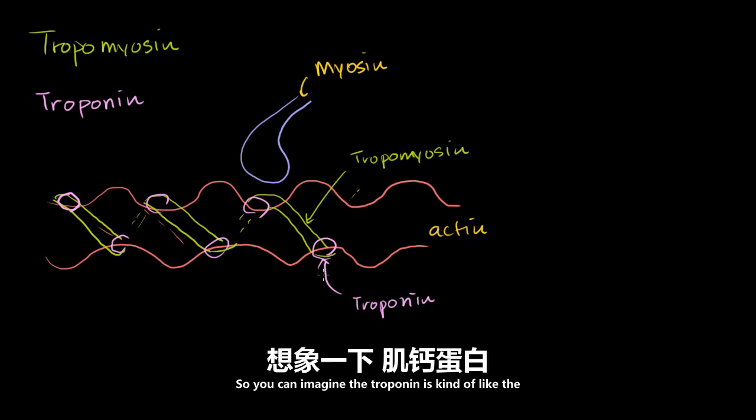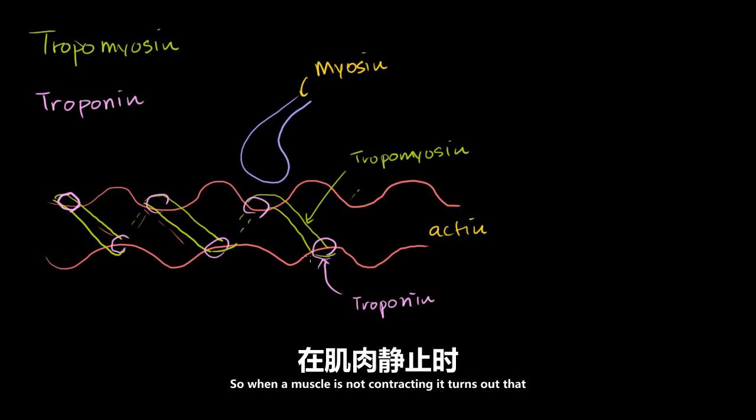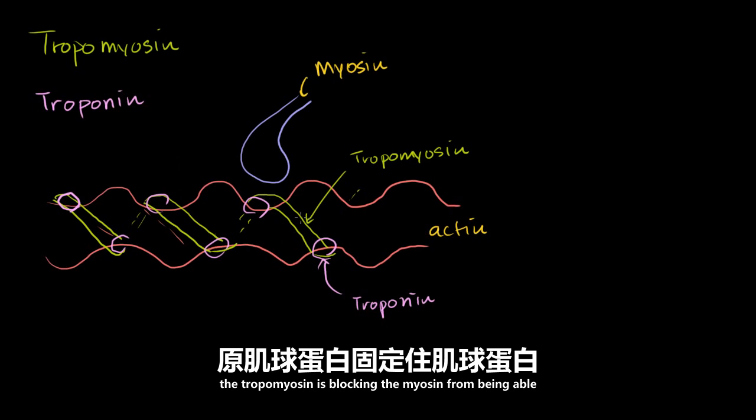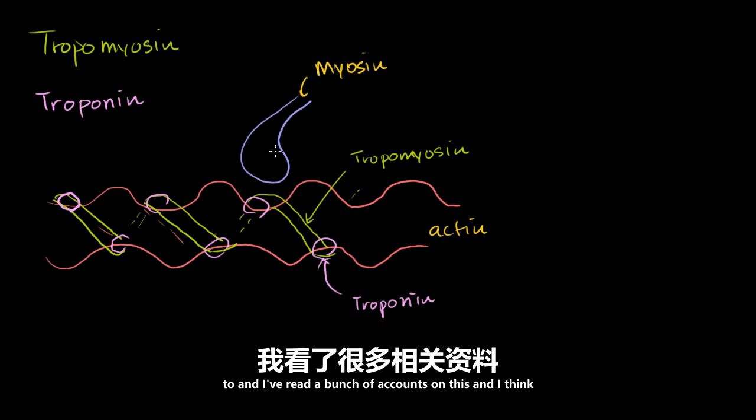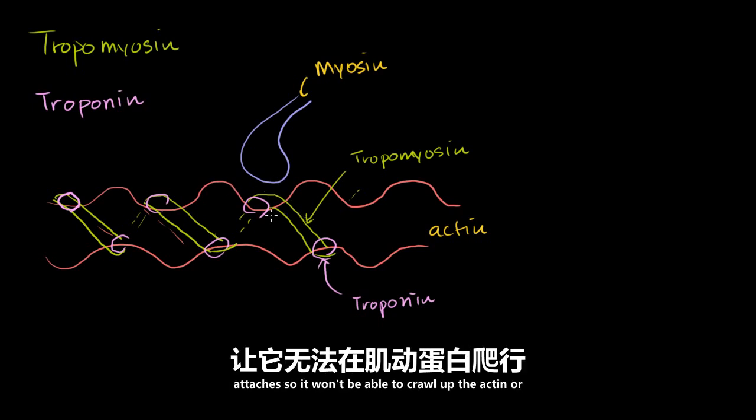Tropomyosin. So you can imagine the troponin is kind of like the nails into the actin. So it dictates where the tropomyosin is. When a muscle is not contracting, it turns out that the tropomyosin is blocking the myosin from being able to, and I've read a bunch of accounts on this, and I think this is still an area of research. It's not 100% clear one way or the other. Tropomyosin is, or maybe both, blocking the myosin from being able to attach to the actin where it normally attaches, so it won't be able to crawl up the actin.